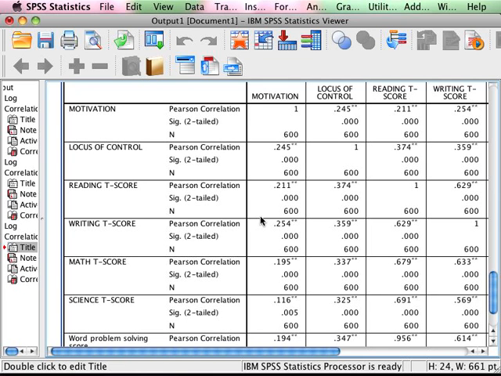And if you look at all of these, even maxing out right here, that's about 5%, or 6%, thank you, of the variation in writing that can be explained by your motivation. And it's hanging around that in a lot of areas. It is positive, so that says something. And if we look at locus of control, the more external your locus of control, actually, the higher your achievement scores are.